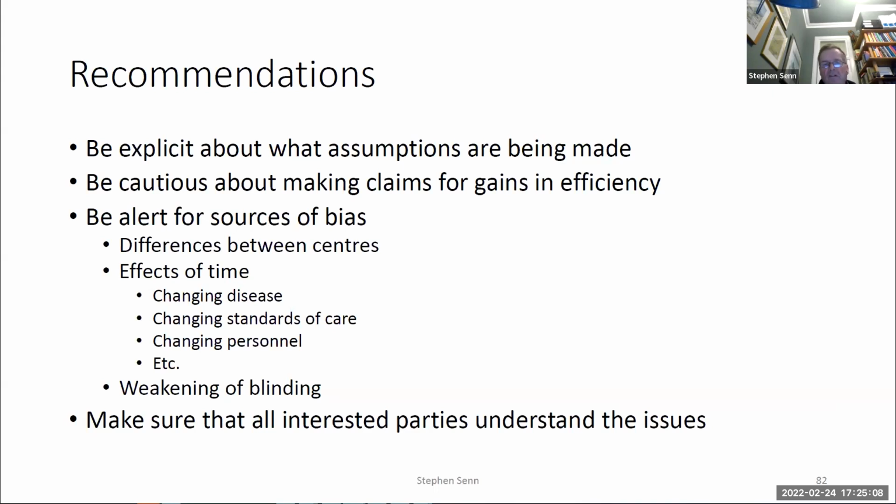Be alert for different sources of bias. Differences of centers are important. Effects of time. It's not just a question of changing patients. It's changing disease. Think of new variants. Changing standards of care. Think of new personnel, even if the centers haven't changed, and so forth. And weakening of blinding. And above all, what's important is that all interested parties should understand the issues. Thank you.